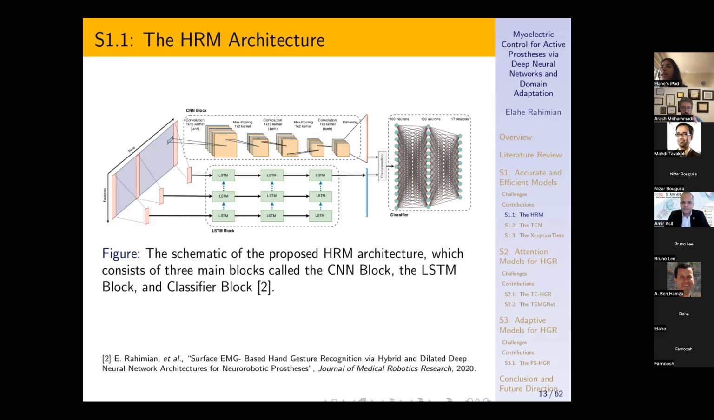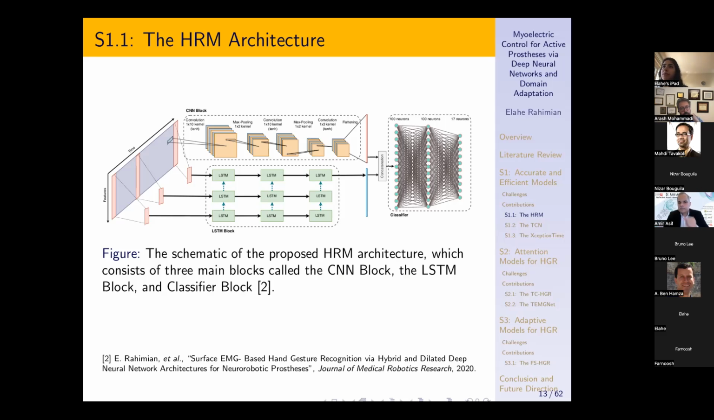Here, as you can observe, we have a hybrid recognition model, which consists of two parallel paths. The first one is the CNN block, and the second one is the LSTM block. The contribution that we have made here, as the first step, is that we are extracting spatial and temporal features here.